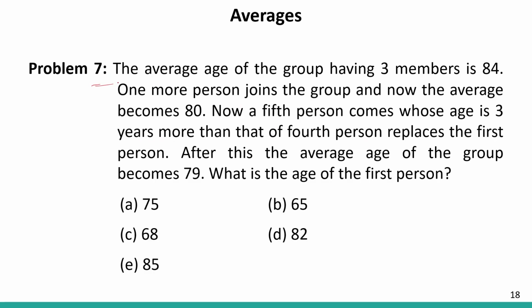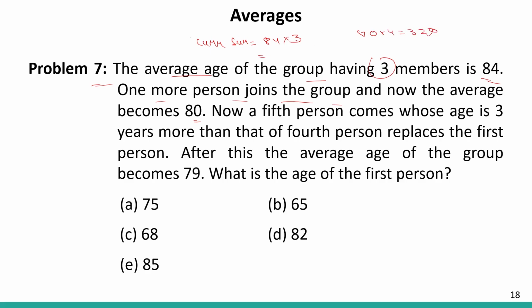So let's see problem number 7. The average age of a group having 3 members is equal to 84. So the cumulative sum is equal to what? Cumulative sum is equal to 84 into 3, right? If one more person joins the group and now the average becomes 80, then 80 into 4 is equal to 320, right?